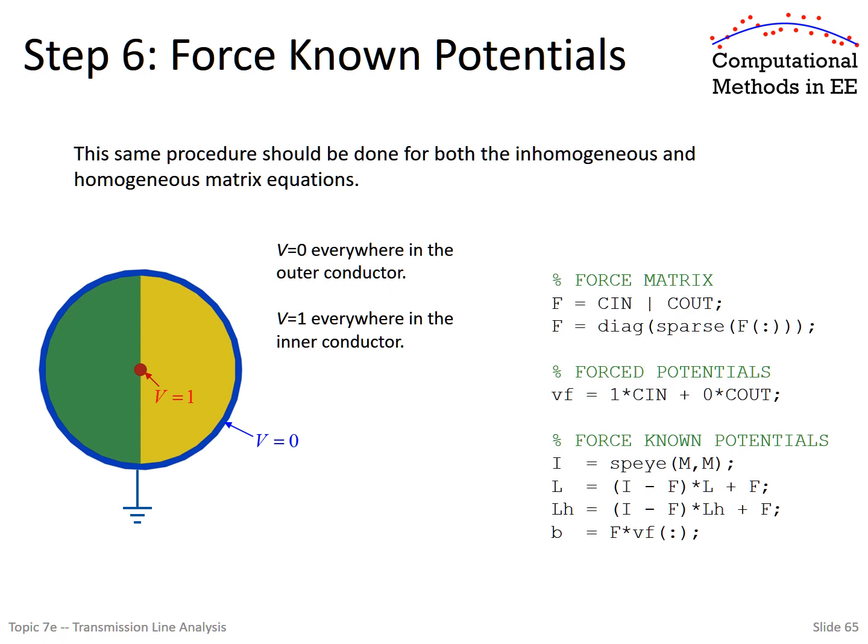Once I have those, now I can modify my matrix equations to actually force those potentials. So first I'll need the identity matrix. I modify both of my L's for the inhomogeneous case and the homogeneous case. Remember what's happening in those equations. We're zeroing out the rows, throwing out the finite difference equation that would be there, putting a 1 in the pivot or the diagonal position. And then both the homogeneous and inhomogeneous will use the same B column vector, so I only need 1 of those. And that's simply my force matrix times my force potential function reshaped to a column vector. I'm now ready to solve my matrix equations.